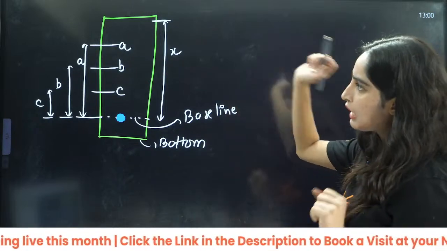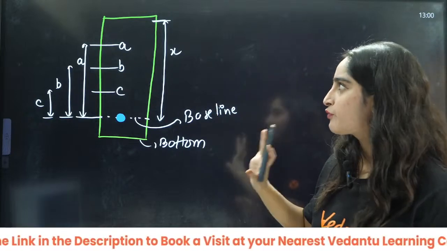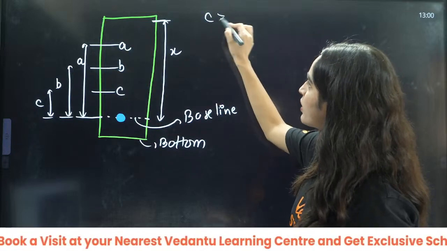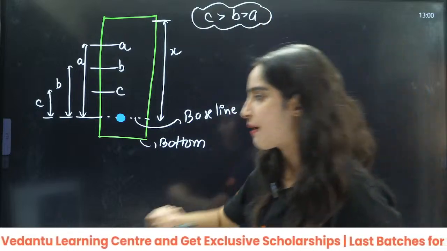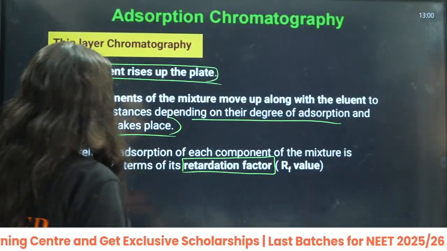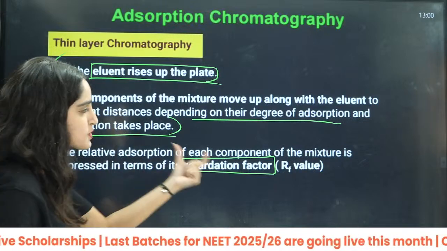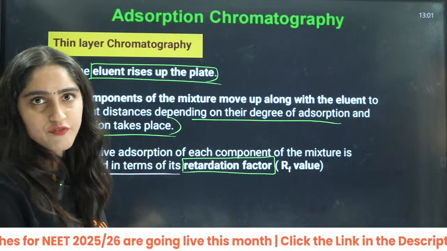Now, one thing. Tell me, what is the adsorbing power? We know that C is near the solvent, so C has more adsorbing power than B. Then you have A. This is your adsorbing power order. Now, this is important: the relative adsorption of each component of the mixture is expressed in terms of retardation factor.